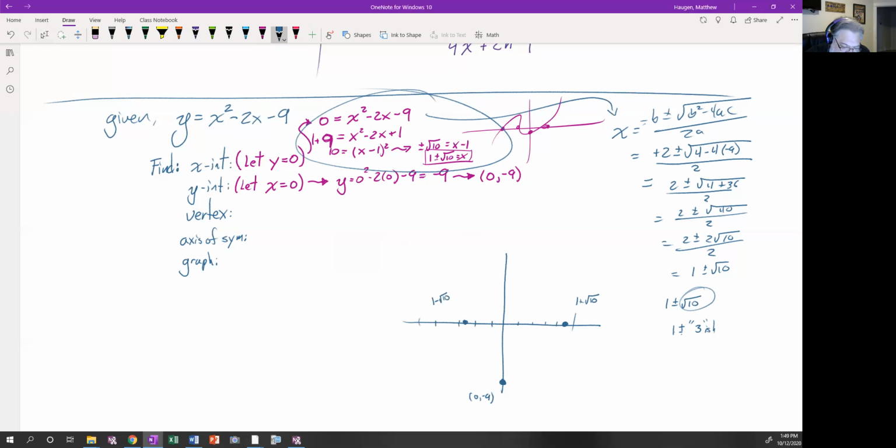How do I know that's exactly where 1 minus the square root of 10 is? Because that's where I put the dot. And I labeled it. So that's exactly where it is. Fair?